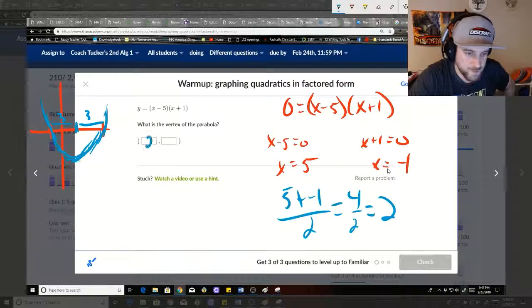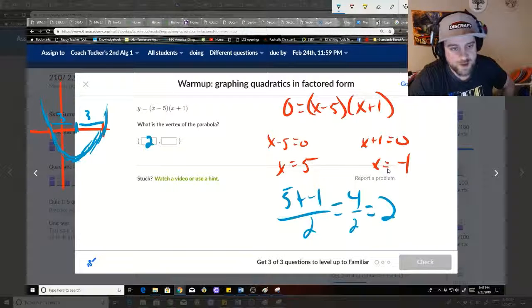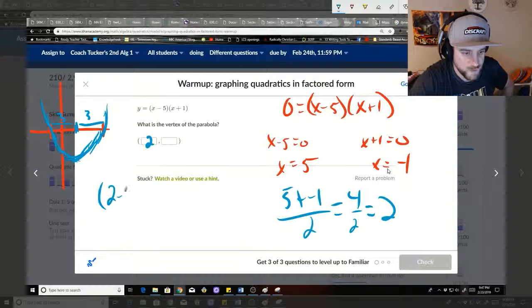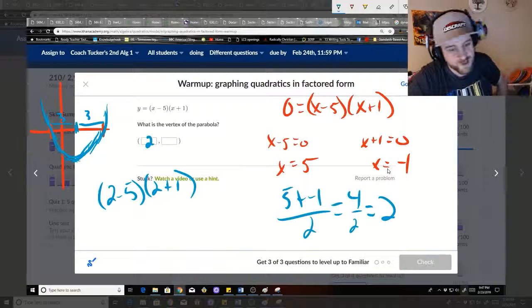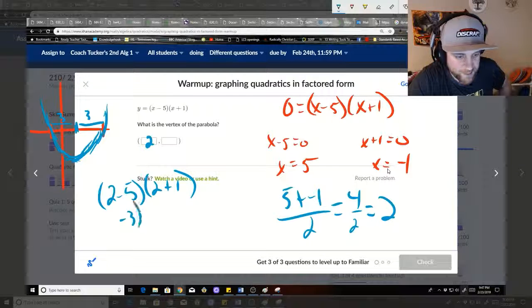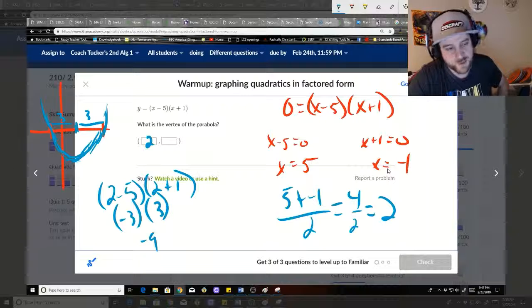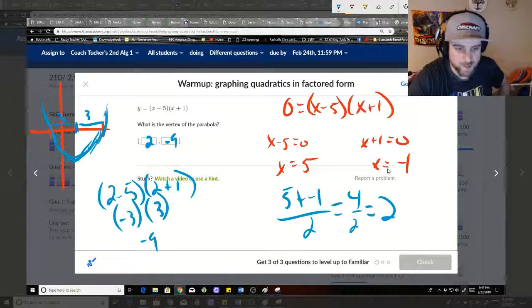So what is the vertex? Well, x is 2. So what's the y value? In order to find it, plug it back in. So you have 2 minus 5 times 2 plus 1. And if you do this correctly, that's -3 times 3, which is -9. But you notice it's the same distances. Again, there's a negative number here because it's a negative direction. Remember that. But -9, so (2, -9) would be our answer.